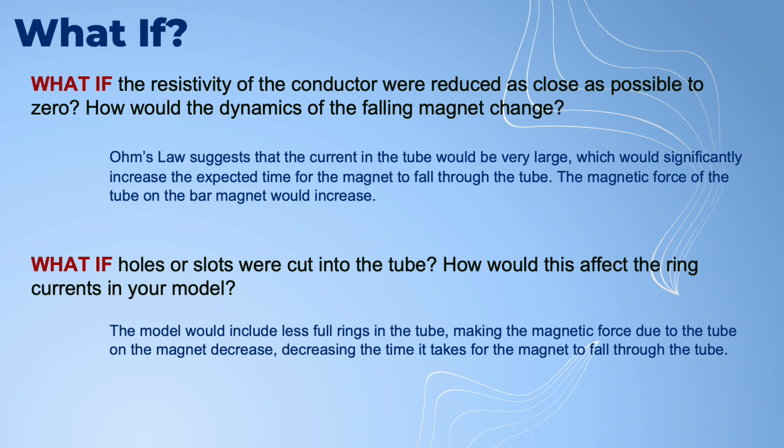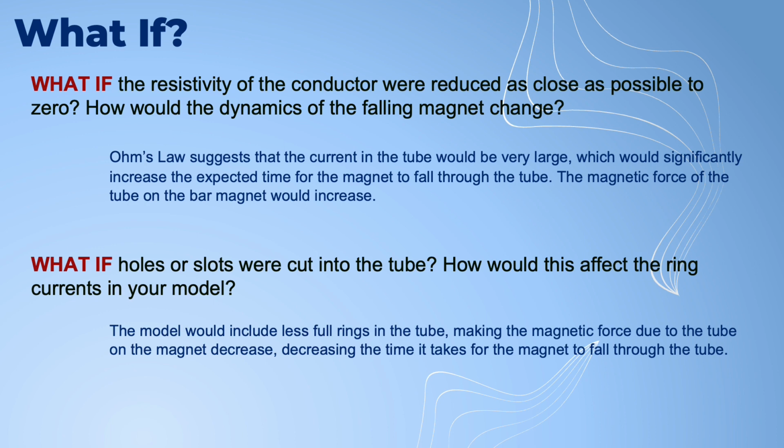Now let's answer some what-if questions. So if the resistivity of the conductor was reduced as close as possible to 0, how would the dynamics change? Well, Ohm's law suggests that the current in the tube would be very large as I is equal to EMF over R, and R is in the denominator, which would increase the time for the magnet to fall through the tube and increase the force of the tube on the magnet.